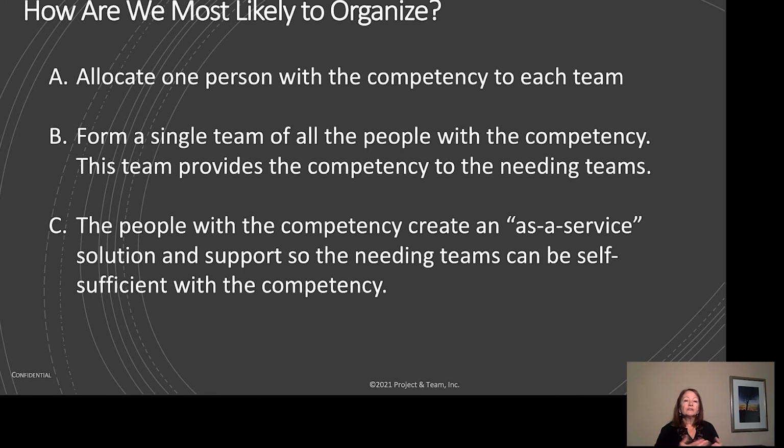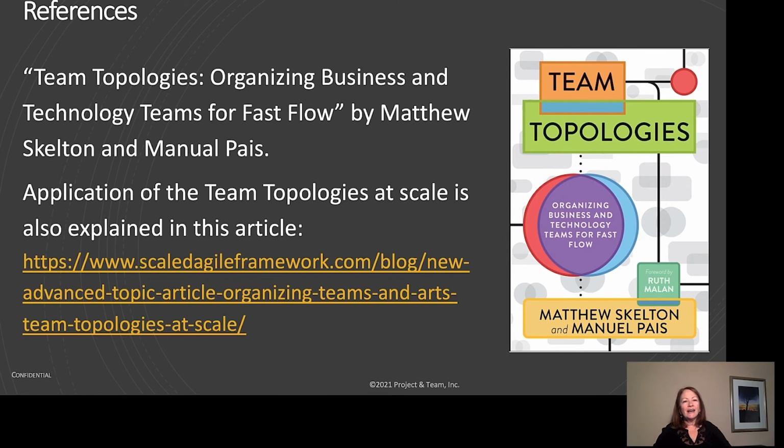So what we want to look at now are these three options. What would be the best of these three options in our organization, and what are the trade-offs and considerations? So I am going to reference this book by Matthew Skelton and Manuel Pais, and I'm not going through every bit of it, but you can purchase the book easily. There's also an advanced topic article on how to apply this to team of teams in the Scaled Agile framework.